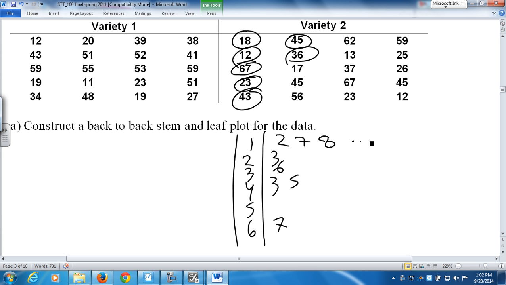Let's do the other side, variety 1. Let's do the first value here, the 12. The stem is 1 and the leaf is 2. So where are you going to put the 2, on the right or on the left? On the left. See, it looks like 21, but actually it's 12. It's tricky. And the 43, who is the stem?